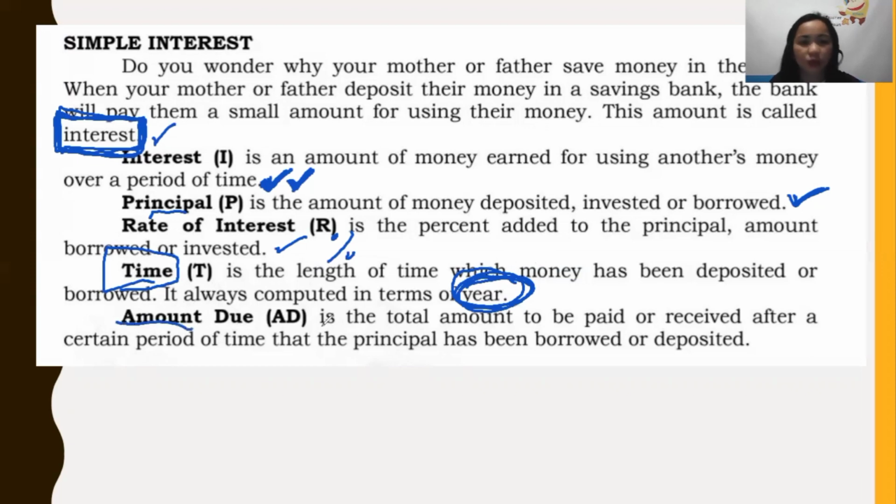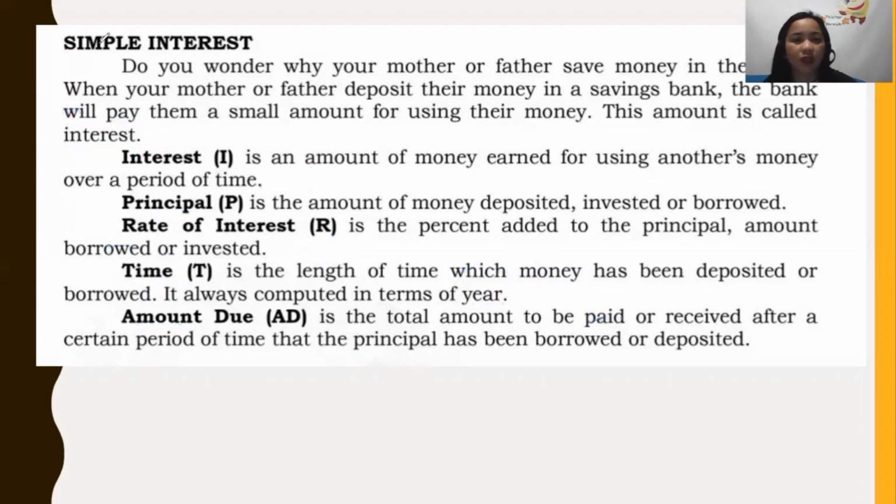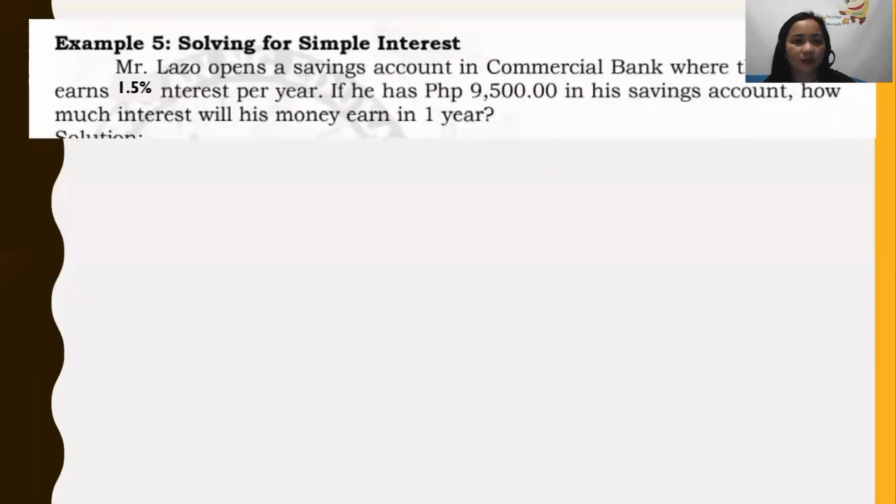And amount due, or AD, is the total amount to be paid or received after the certain period of time that the principal has been borrowed or deposited. Or let's proceed to the next slide. Now, we have here solving for simple interest problem.